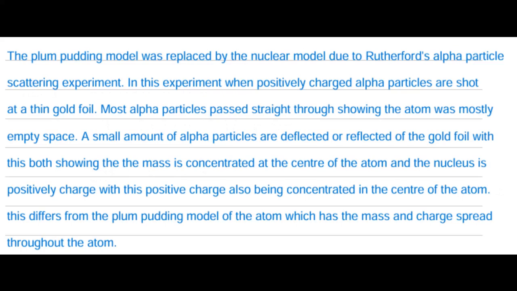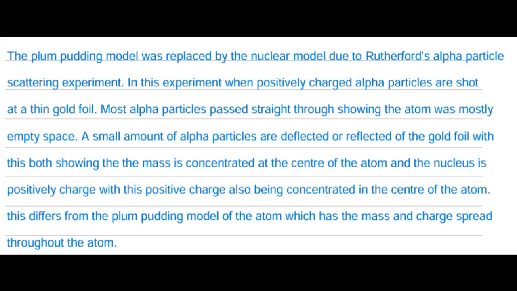Now, this is an answer which would get you the full 6 marks in the question, and it reads as the following. The plum pudding model was replaced by the nuclear model due to Rutherford's alpha particle scattering experiment. In this experiment, when positively charged alpha particles are shot at a thin gold foil, most alpha particles pass straight through, showing the atom was mostly empty space. A small amount of alpha particles are deflected or reflected off the gold foil, with this both showing the mass is concentrated at the center of the atom and the nucleus is positively charged, with this positive charge also being concentrated in the center of the atom. This differs from the plum pudding model of the atom, which has the mass and charge spread throughout the atom.